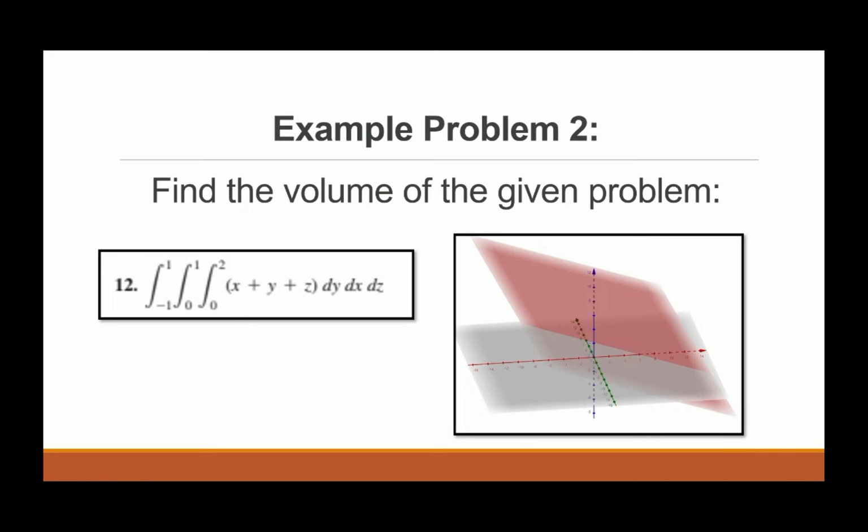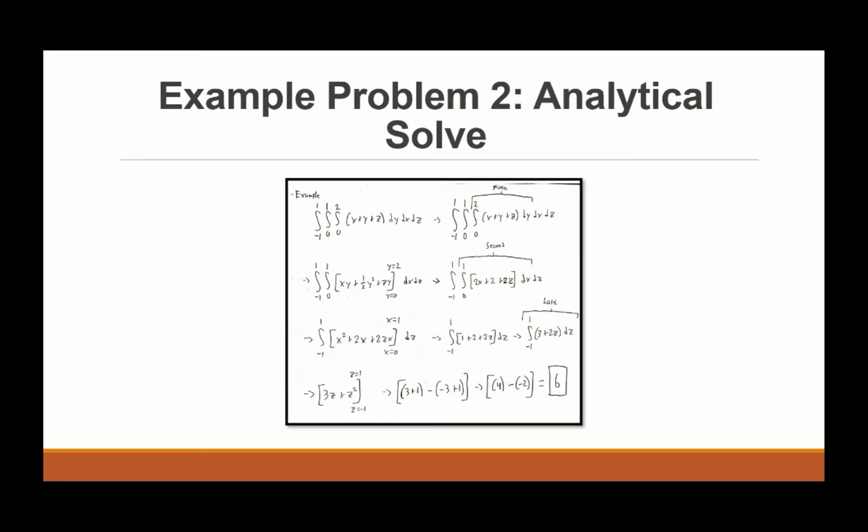So now for the analytical solve of example 2, you're going to have the first integral from -1 to 1, then 0 to 1, then 0 to 2 of x plus y plus z in the order of dy dx dz. So as last time, you just do the first integral, so you're going to do it with respect to y first. So you're going to have the double integral from -1 to 1, then 0 to 1 of xy plus 1/2 y squared plus zy. The bounds are 0 to 2.